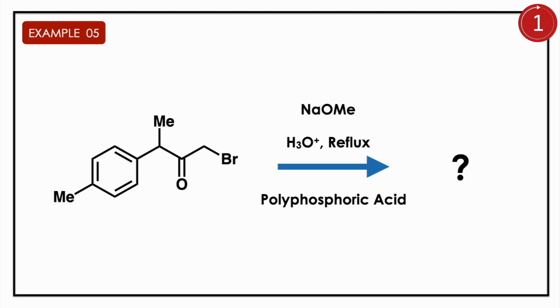Then the next example. Here you have toluene, and on the side chain you have a ketone with an alpha bromine and an alpha methyl. You are using sodium methoxide, then acid hydrolysis under reflux conditions. You are using polyphosphoric acid. You should find what will be the final product.